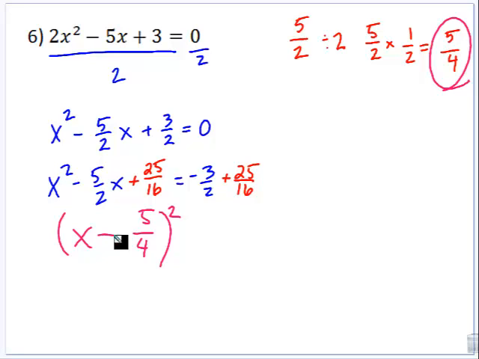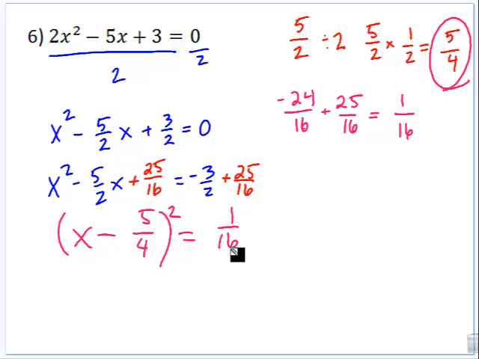And then is equal to, now we need to figure out what negative 3 halves plus 25 sixteenths is. Well, we're going to need a common denominator, so we can change the 2 into a 16 by multiplying that fraction by 8. So if we take negative 3 halves times 8 in both the numerator and the denominator, we end up getting negative 24 sixteenths plus 25 sixteenths. Well, that's just 1 sixteenth. So we have x minus 5 fourths squared is equal to 1 sixteenth.